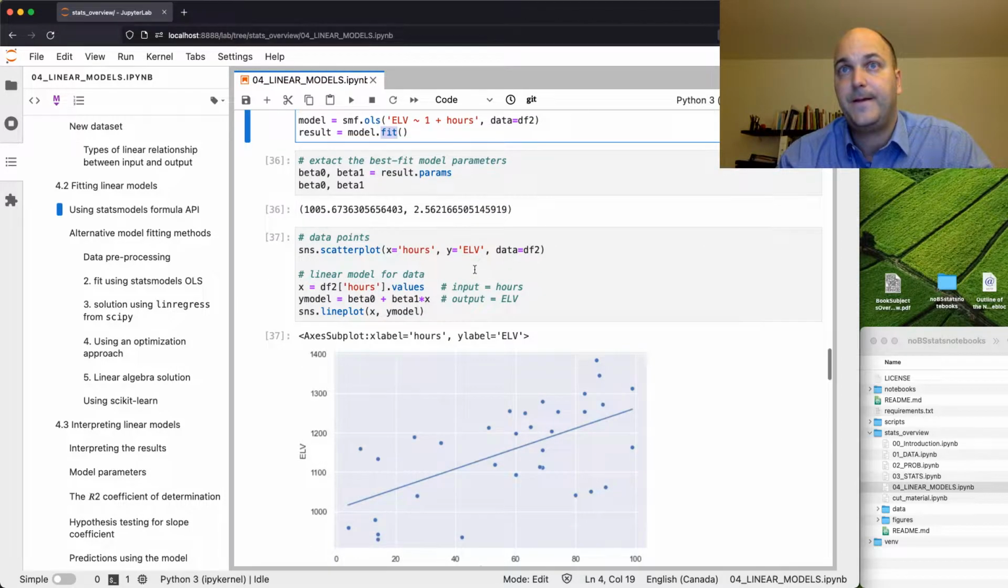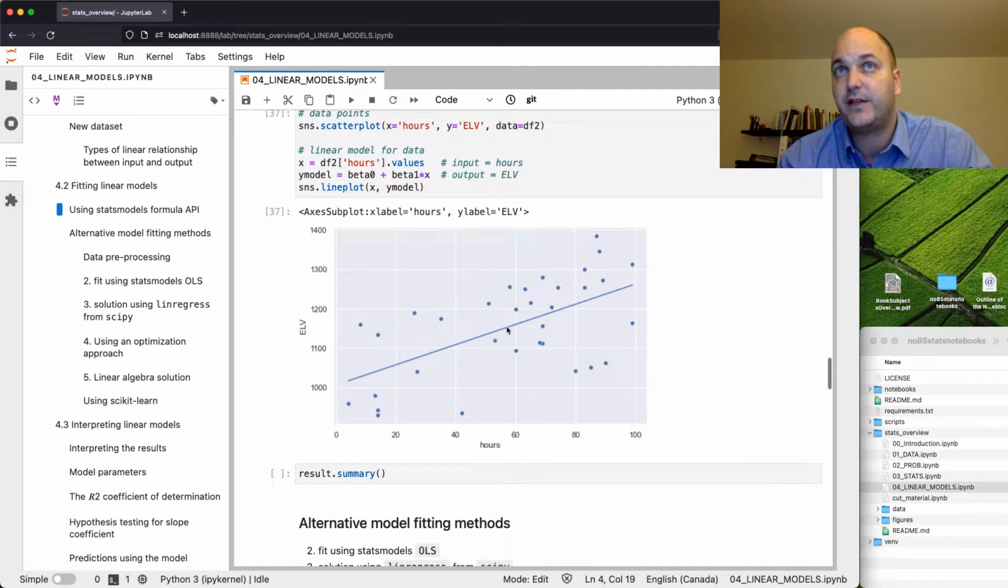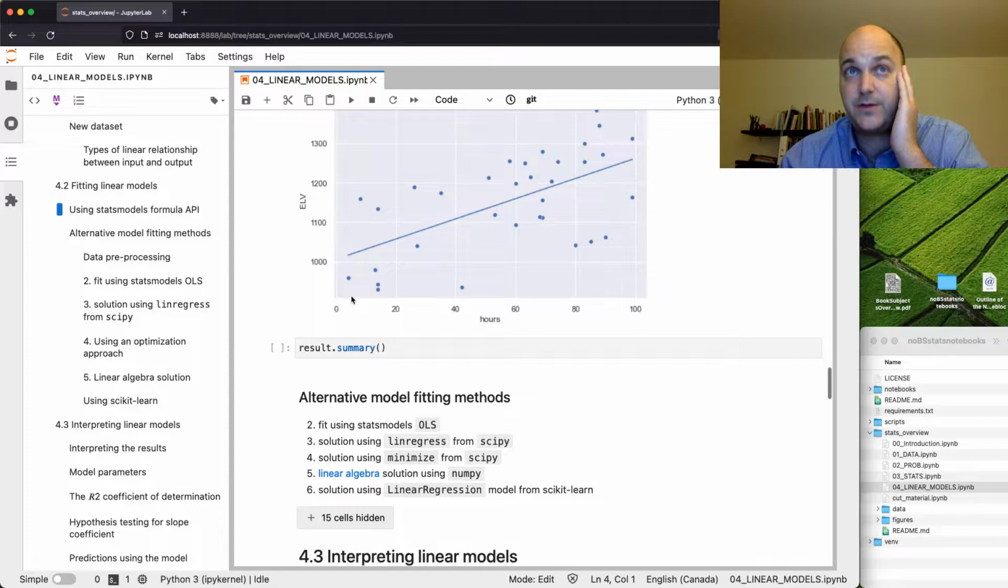Okay, and it's a convenient way to find this best fit line. But the statsmodels result contains a lot more information. So get ready for this.